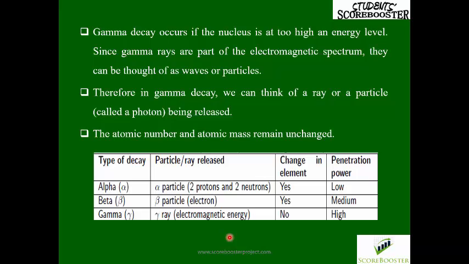This is just a simple table that shows the comparison of the three of them. Alpha particle has 2 protons and 2 neutrons. Change in element, yes. Penetration power, low. Beta particle, is there change in element? Yes, because there is increase in number of protons. Another element has formed. Penetration power is medium. That is, if you compare it between alpha particle and gamma ray, it falls in the middle. In gamma, is there change in element? No, because no mass, no atomic number change. Penetration power is very high.